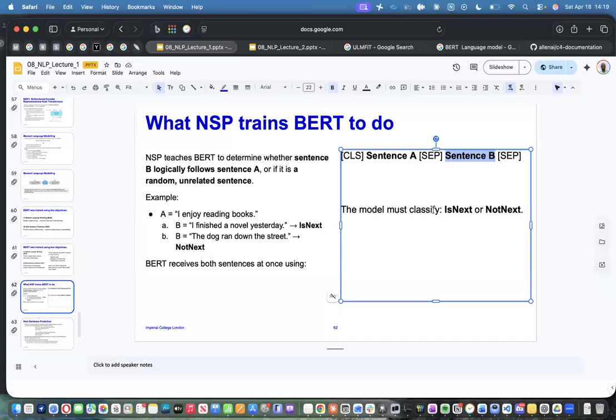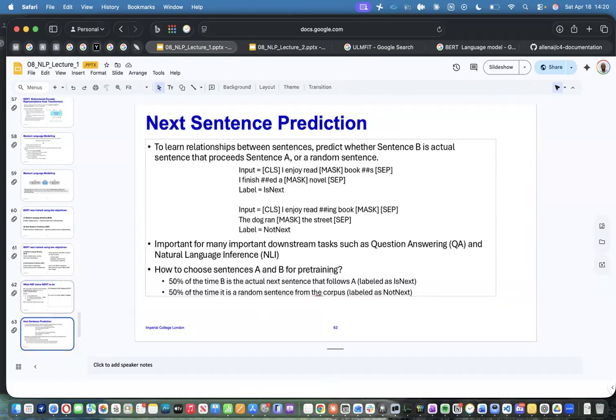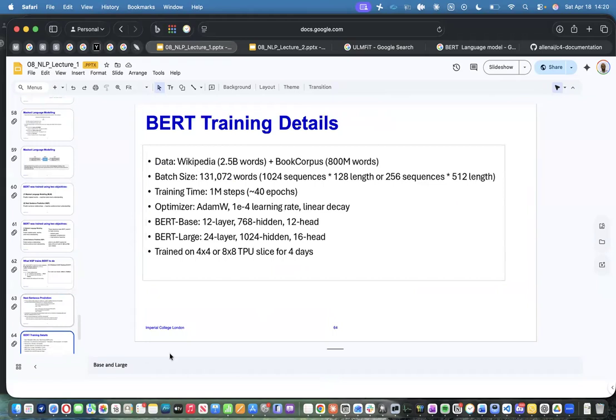So the model must classify whether it's next or not next, must classify which of these sentences is next, which is not next. So BART was trained on these two tasks, which are next sentence prediction and masked language model. That's what we call encoder architecture.